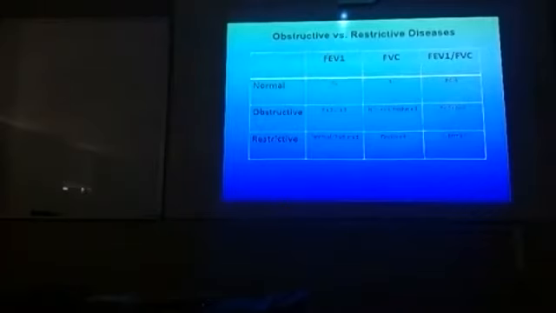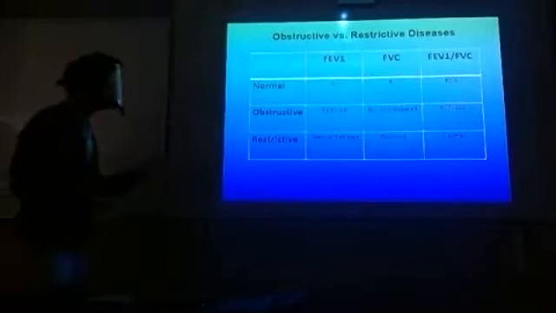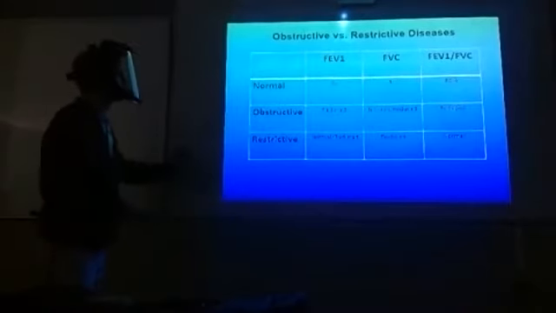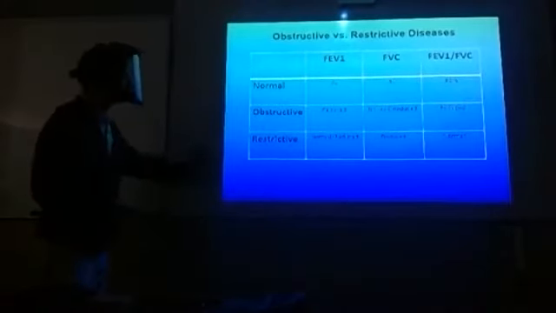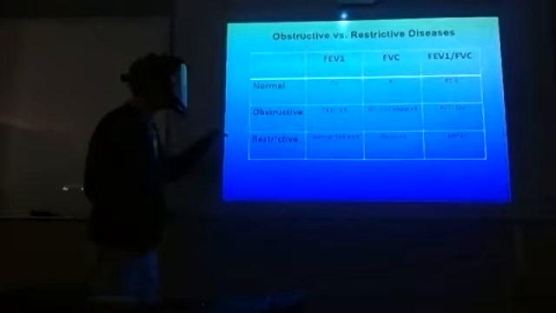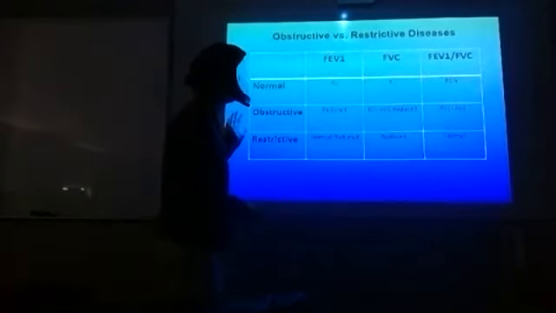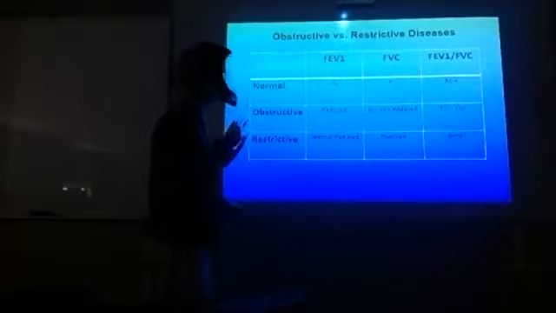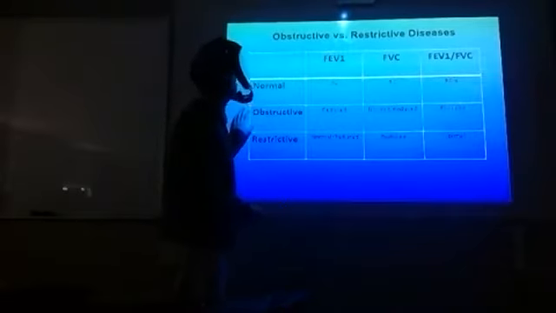Let's take a look at some of the main spirometric variables that allow you to tell the difference between obstructive versus restrictive lung disease. There are a couple of important spirometric variables that we have to measure to determine whether the person has obstructive or restrictive lung disease. We talked about some of these different spirometric variables. Let's take a look at some of the normal values.